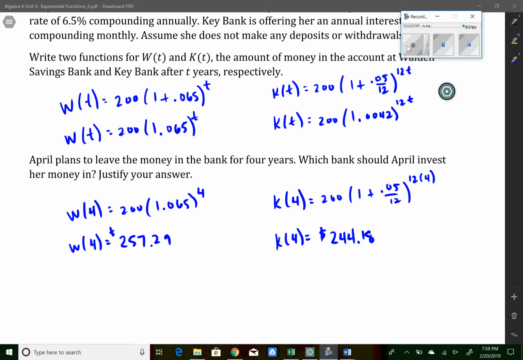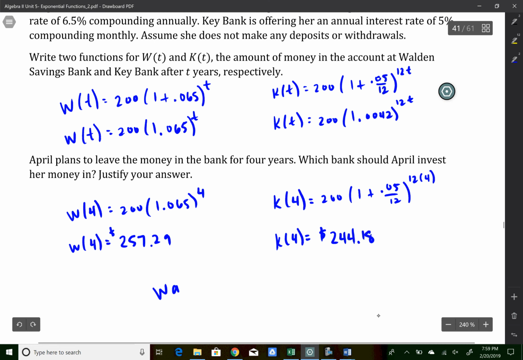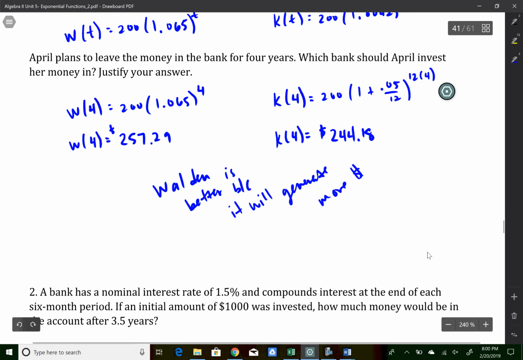All right, so as you can see, I evaluated both. So for the Walden Savings Bank, we have $257.29. And for the KeyBank Bank, we have $244.18. Again, just rounding to the nearest cent here whenever we're talking about money. So what we could say here is the Walden Bank account is going to be better, right? Because it will generate more money, right? So we always want to try and get the most money unless the context of the problem says something different.